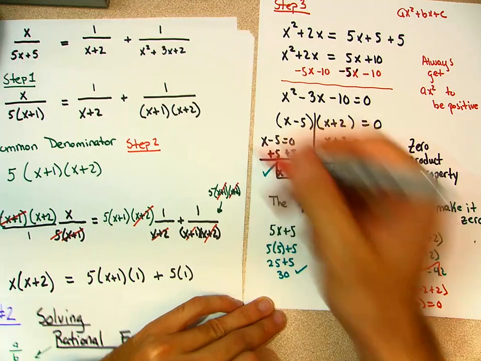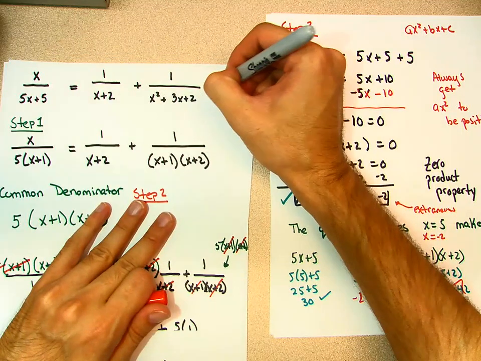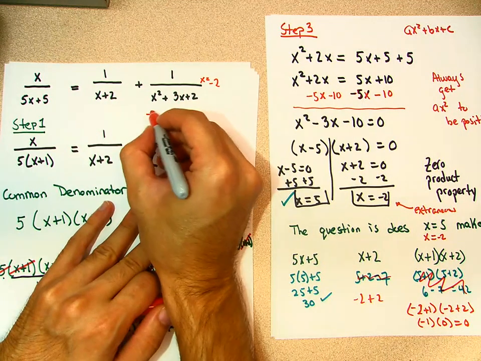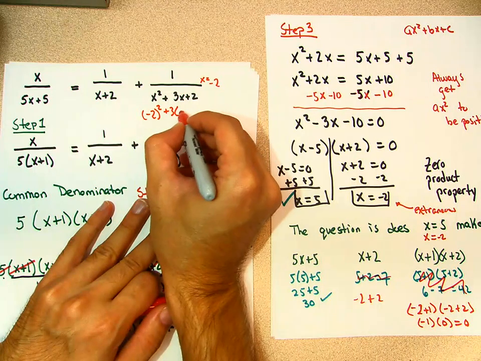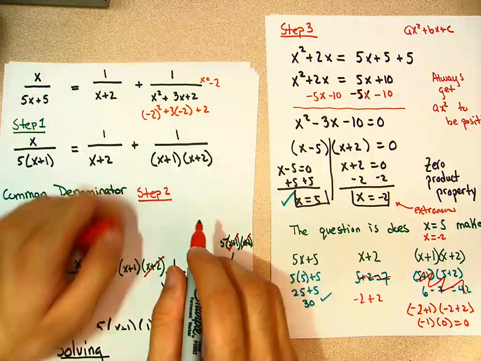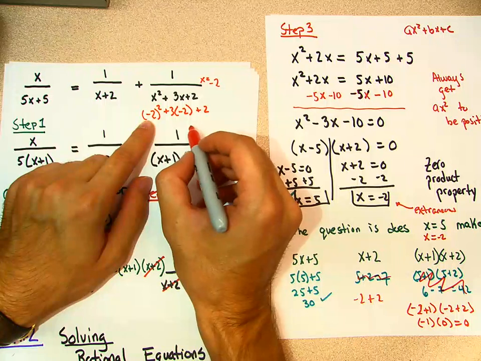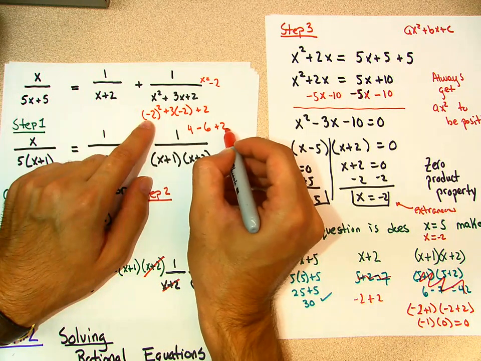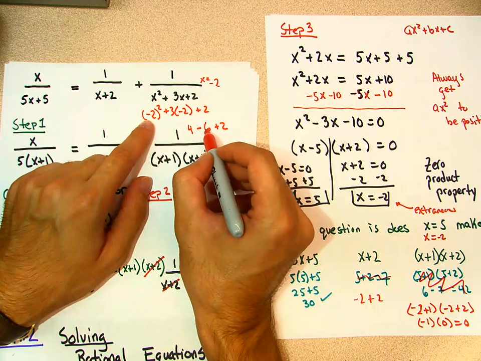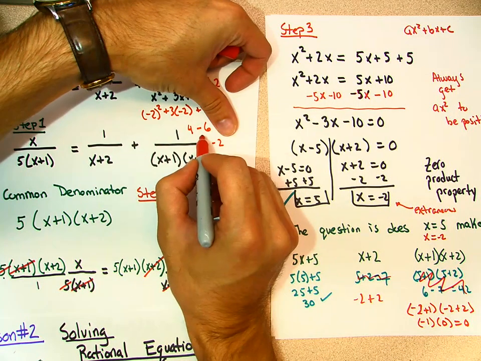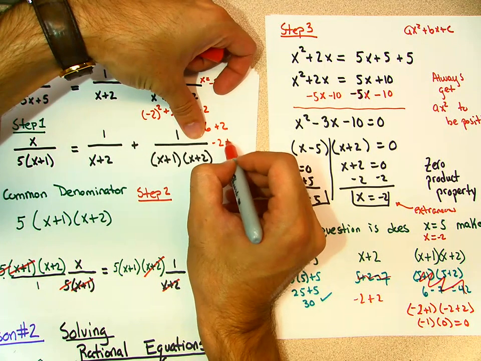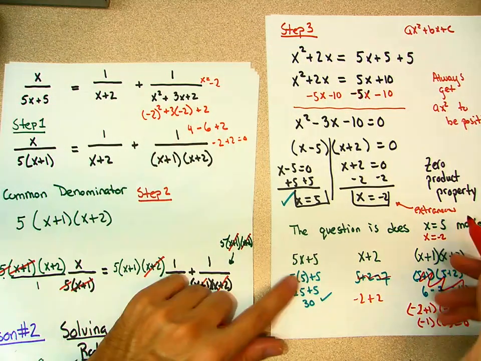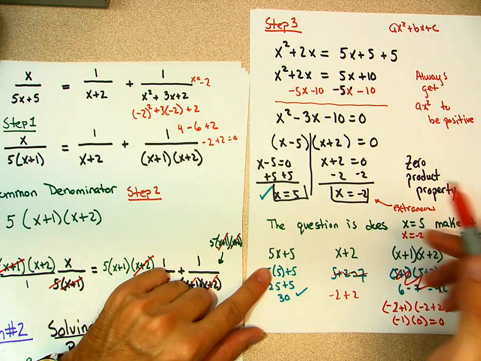Even if I plug in negative 2, watch. If I plug in negative 2 into this, right? x equals negative 2. Same thing. Negative 2 squared plus 3 times negative 2 plus 2. If you solve this out, this becomes what? This is 4 minus 6 plus 2. 4 minus 6 is negative 2. Negative 2 plus 2 is 0. So it's the same thing. It makes this 0 as well. So this is extraneous. This doesn't work, but this one does.